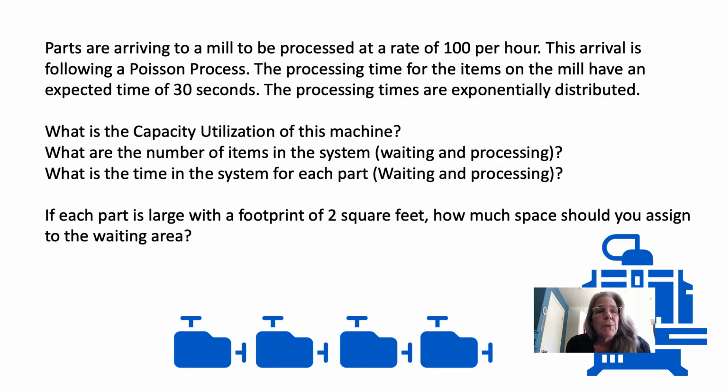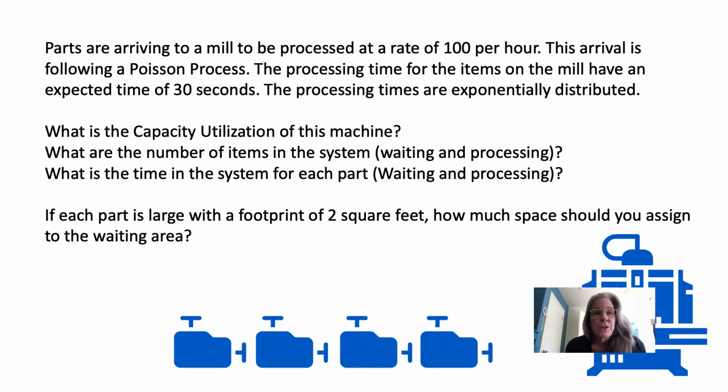So in this example, parts are arriving to a milling machine, and they're going to be processed, and they arrive at a rate of 100 per hour. This arrival follows a Poisson process, and the processing time for the items on the mill have an expected time of processing of 30 seconds, and the processing times are exponentially distributed.